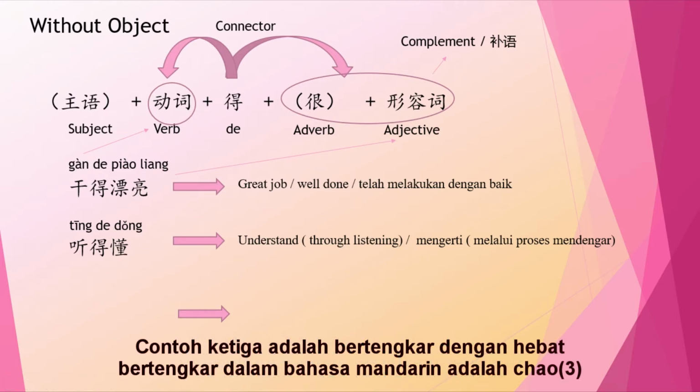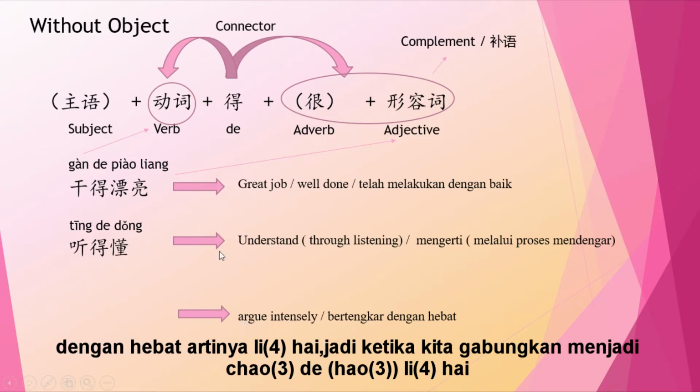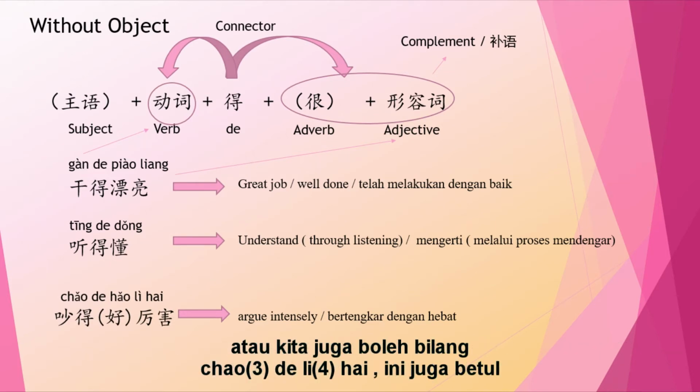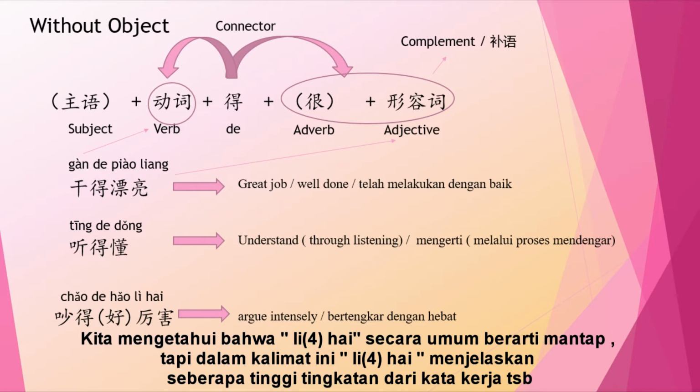After that, the third example is argue intensely. Argue in Mandarin we say 吵, and then intensely we say 厉害. So if we combine it, it is 吵得好厉害, or we can say 吵得厉害. It also can be true. We know that 厉害 in general means wonderful, but in this sentence, 厉害 means how high the level of the related verb is.